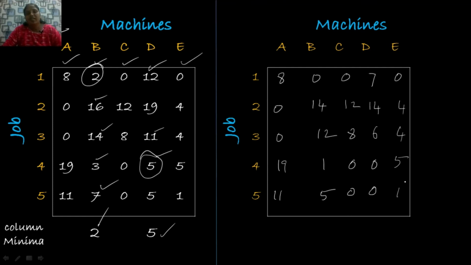Now each row and each column has at least one 0 element. Now the matrix is ready for making assignments. So how we are going to make an assignment is, first we have to write down the number of zeros in each row first in the outside of the matrix. So first row has 3 0 elements, second row has 1 0 element, third row also has 1 0 element, whereas the fourth row and fifth row has 2 0 elements.